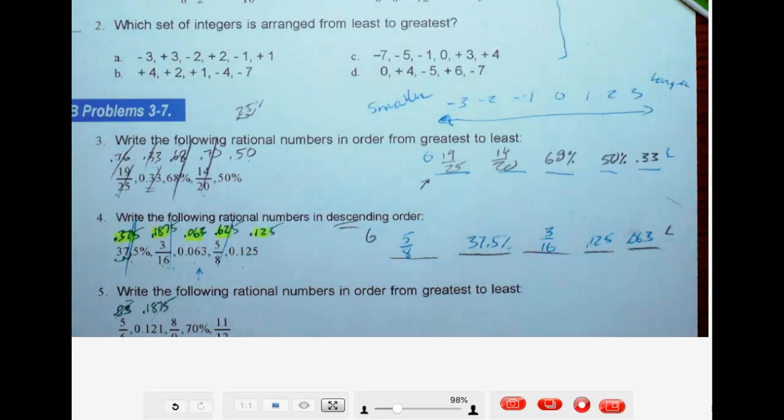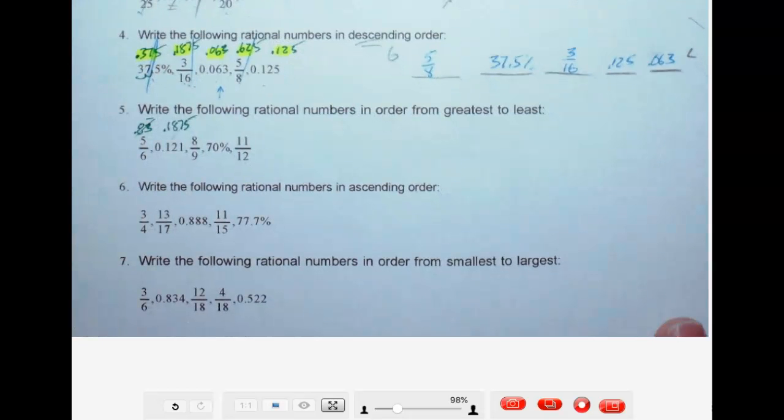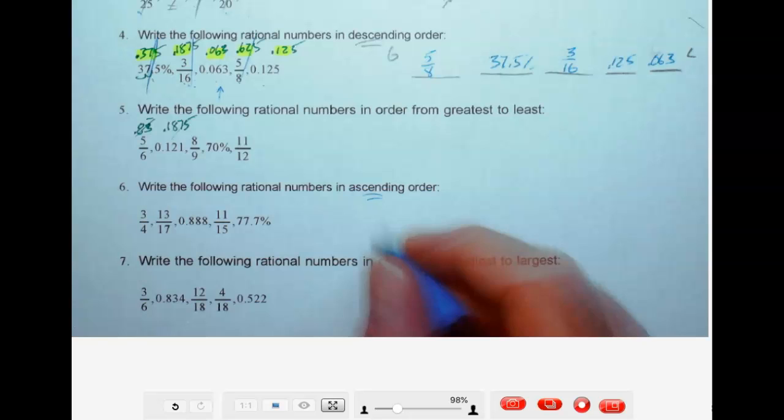All right, I'll leave the others to you. You've got one that's in ascending order. That's going to be getting larger. Okay, good luck.